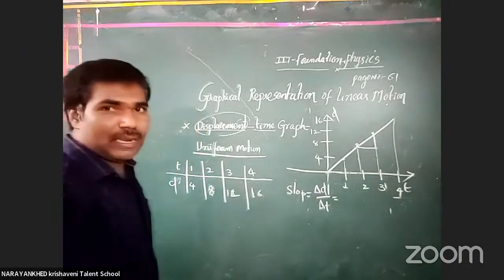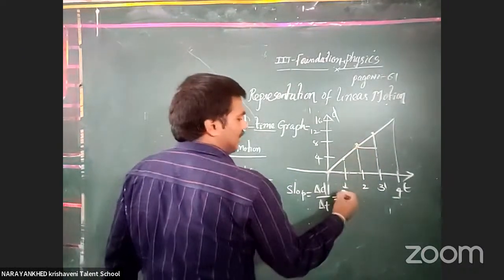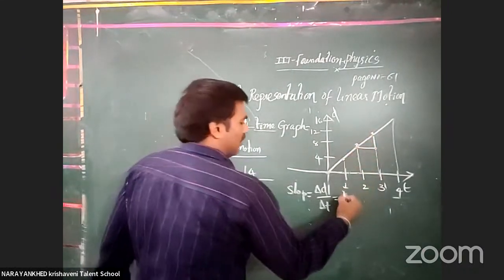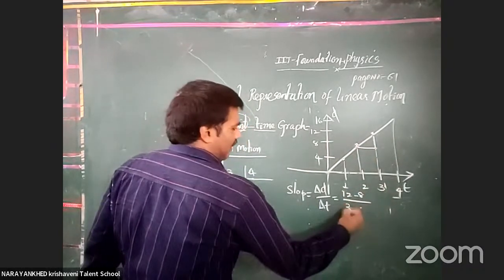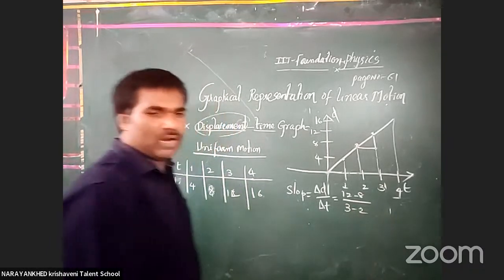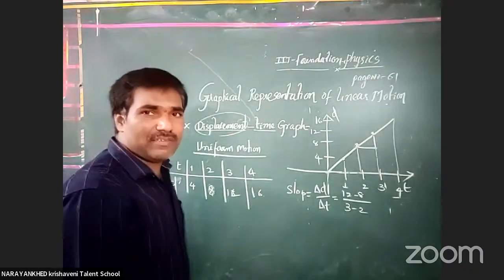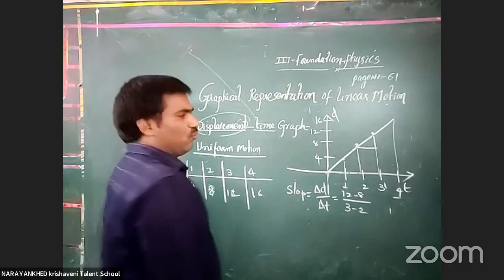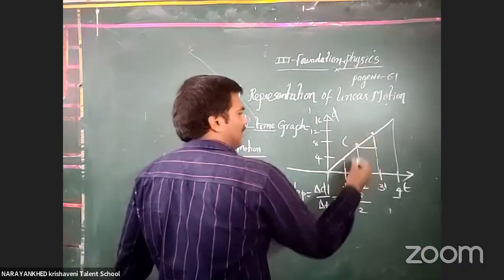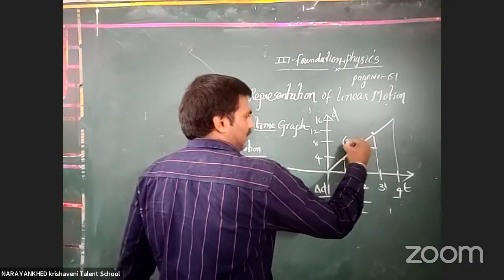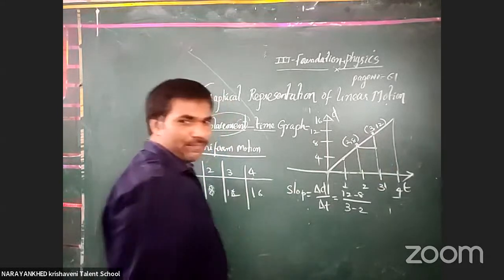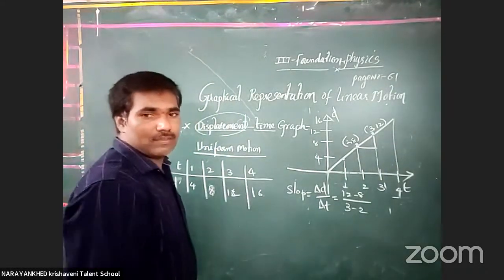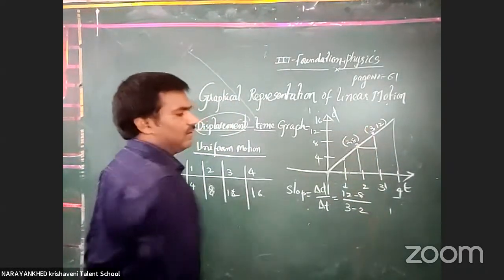Clear? What is the point here? 8. And what point here? 12. 12 minus 8 by 3 minus 2. Got it or not? The corresponding points here are 2 and 8, and 3 and 12.